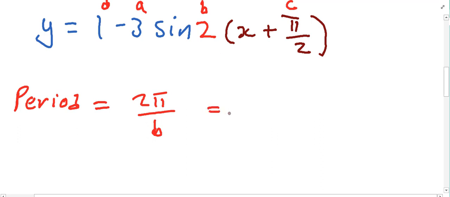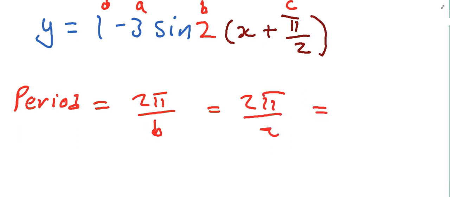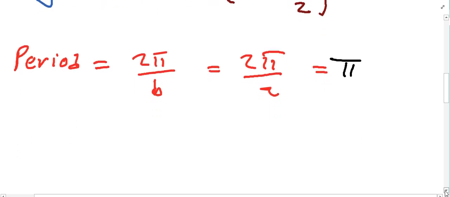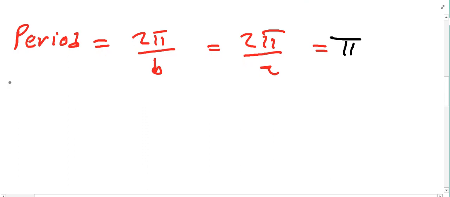So what is our b? Our b is 2, so it's 2 pi over 2, and the answer is simply pi. So the answer is just pi. That's our period. Then let's look at the amplitude.